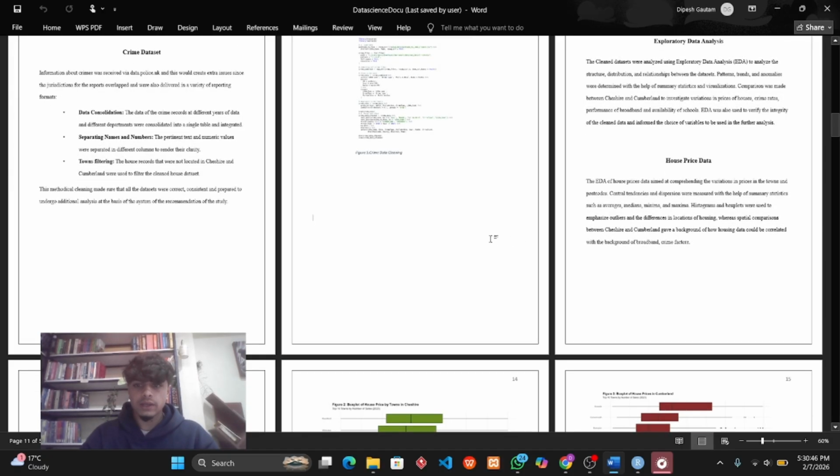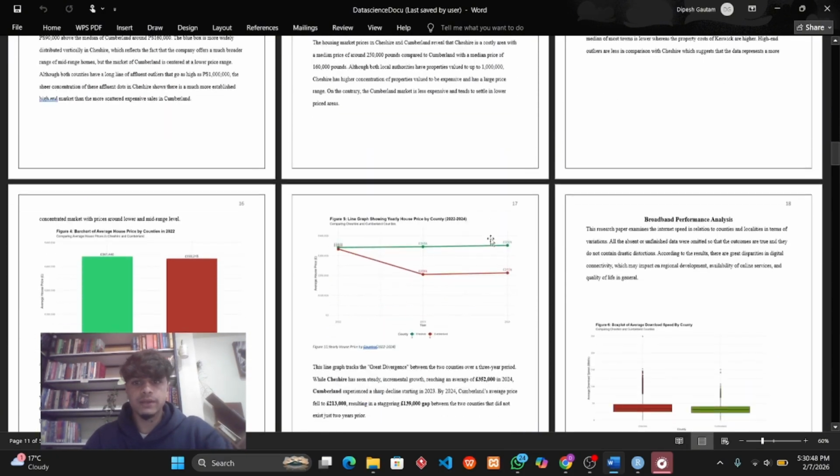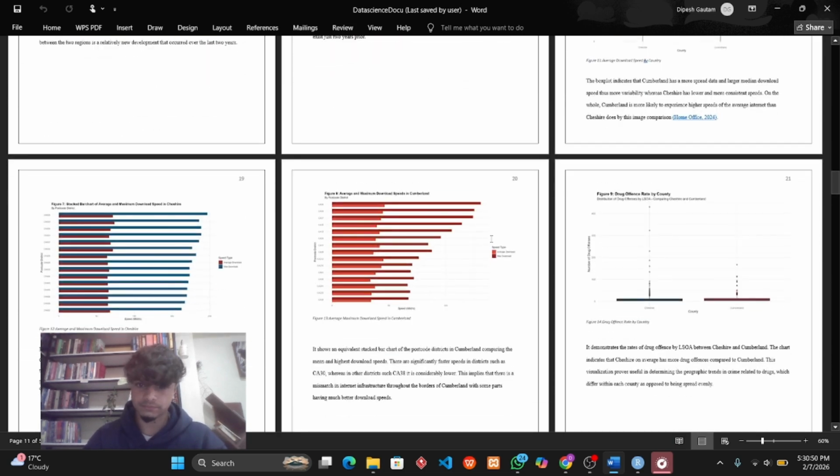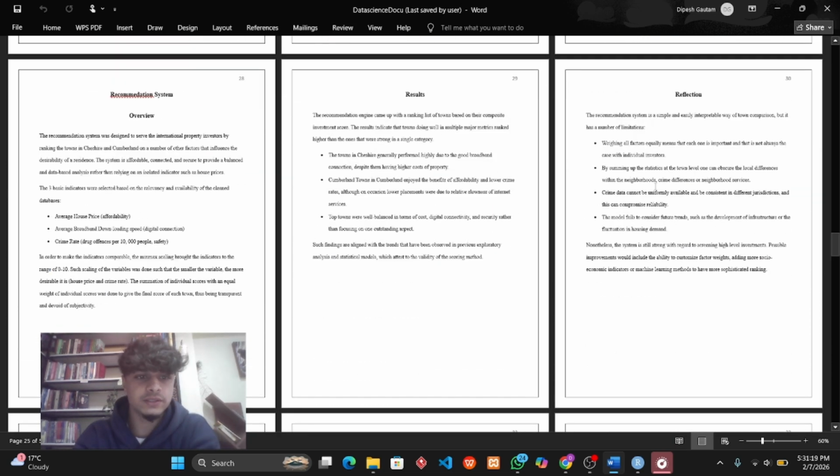So let's look at the recommendation system too. The recommendation system ranks towns using three factors: house price, broadband speed, and crime rate. All variables are scaled and combined using a weighted score to produce a final investment ranking.